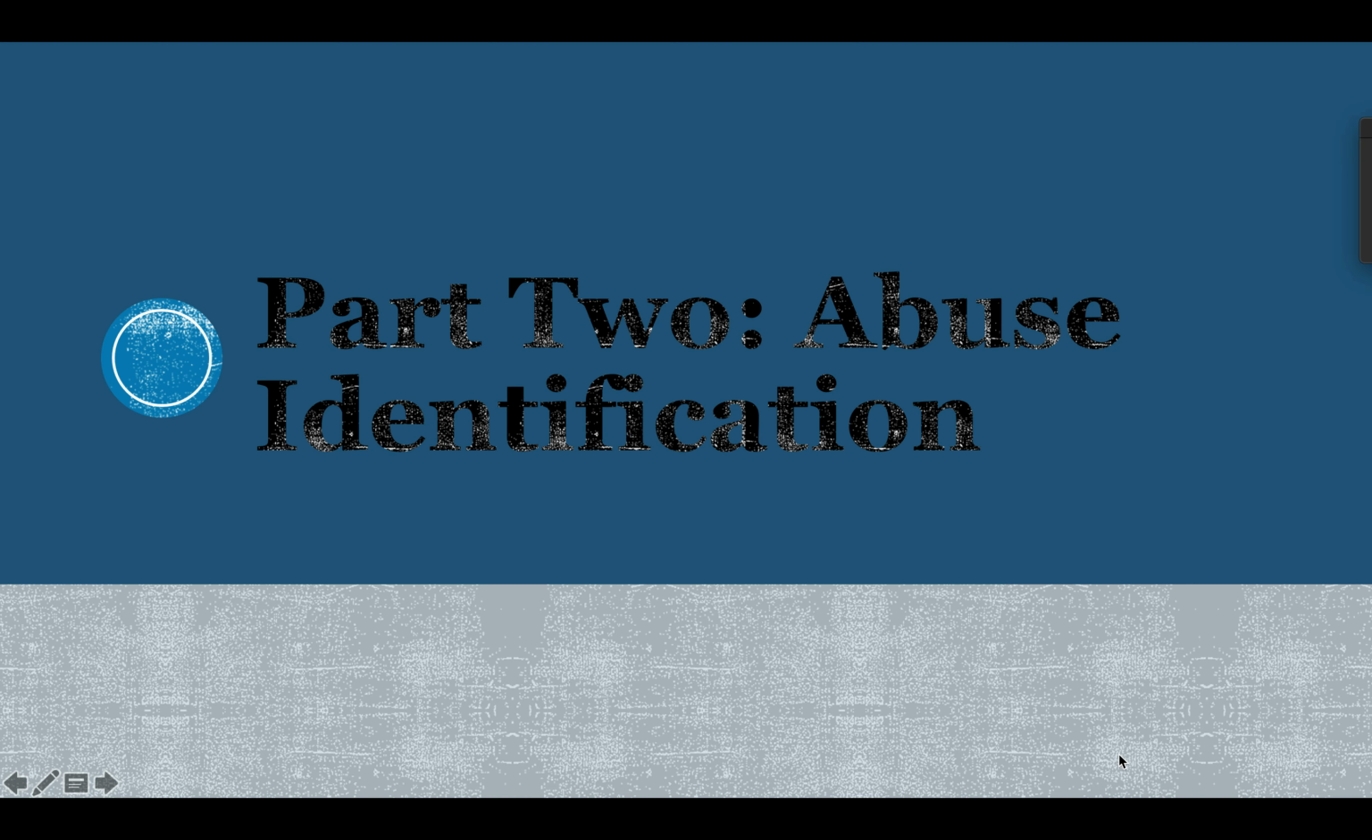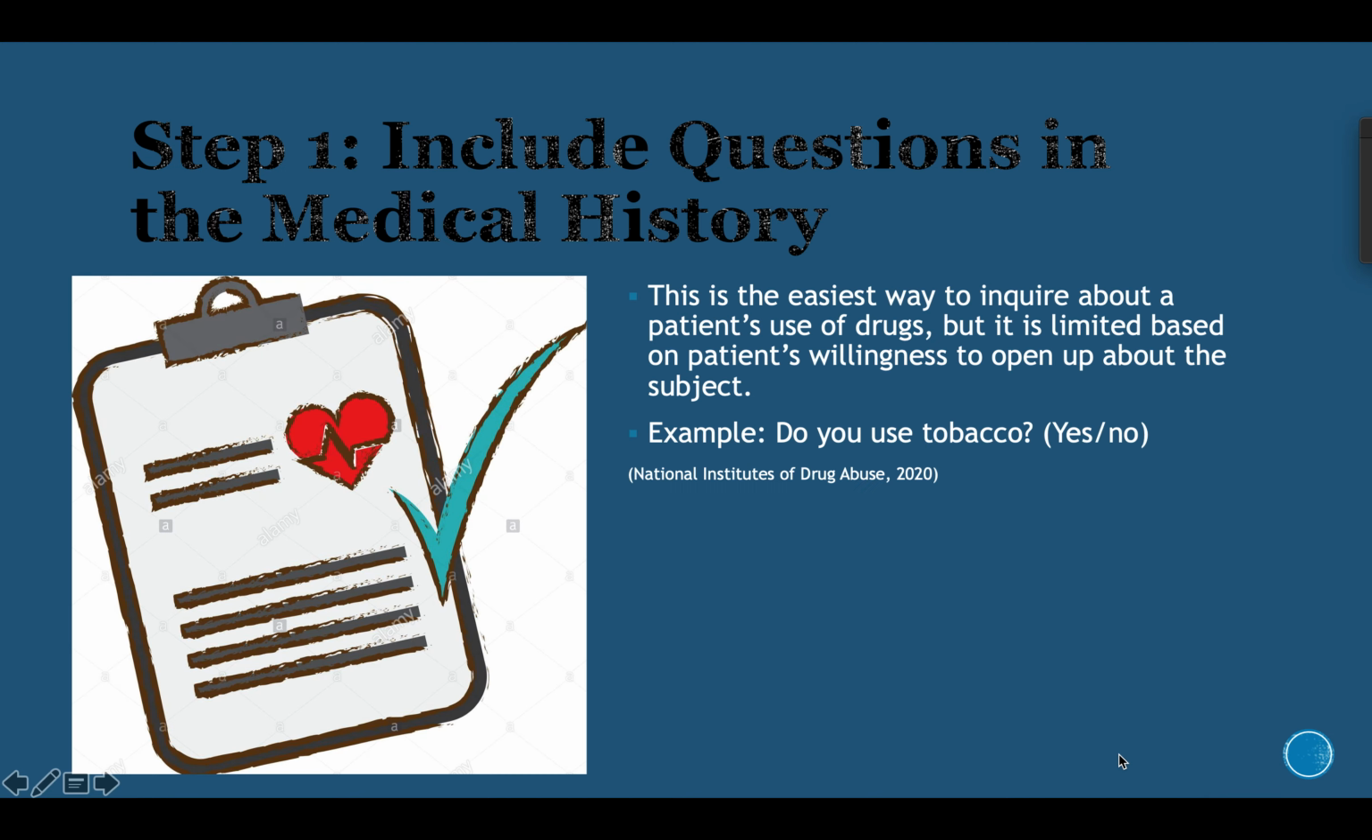So now we're going to go into a whole other part. We're going to go into abuse identification. I put together a step-by-step plan to help figure out the patients and to identify drug abuse. So step 1, easiest thing, is to include questions in the medical history.